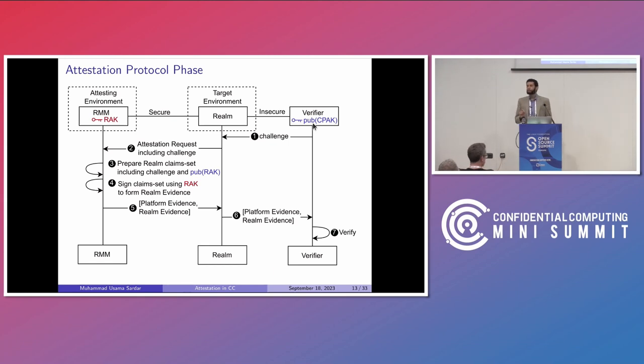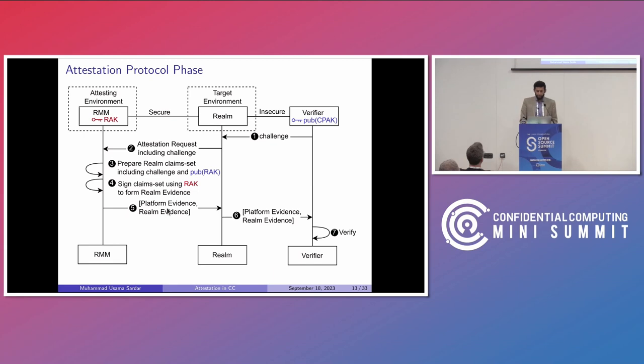And the verifier is assumed to be pre-provisioned with the public key, which is required for the verification of the CPEC. And it sends a challenge. The REN forwards this challenge to the RMM. RMM includes the public part of this key pair that it has obtained within that attestation. And that evidence will be signed using this key pair. It doesn't need to go to the HES, the delegated design.